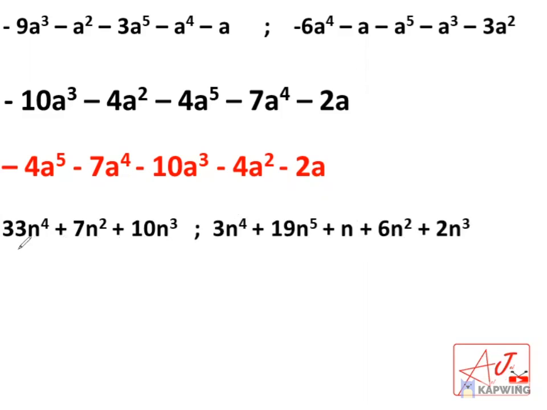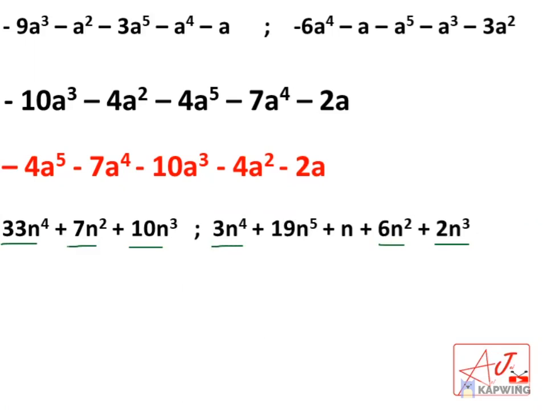So, I think hindi sila balance dahil 3 lang dito, samantalang dito ay 5. Tingnan natin kung ano-ano yung magkakaparehas. So, 33n to the fourth, meron ba tayong n to the fourth? Yan. 7n squared, may n squared ba tayo dito? Ayan, pareho may n squared. So, n cube, may n cube ba tayo dito sa kabila? Ayan. Ibig sabihin, yung dalawang term na walang kaparehas ay ikakopy lang natin.